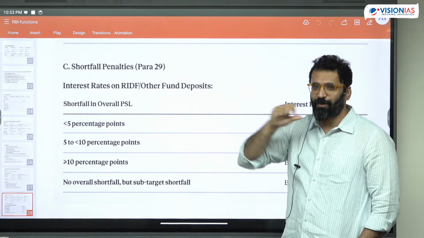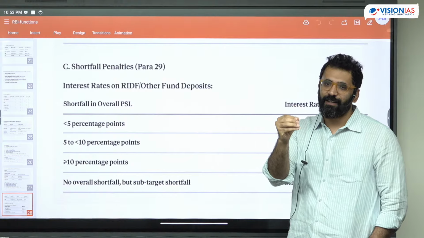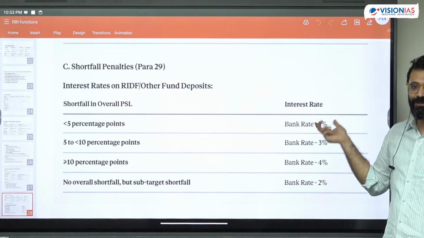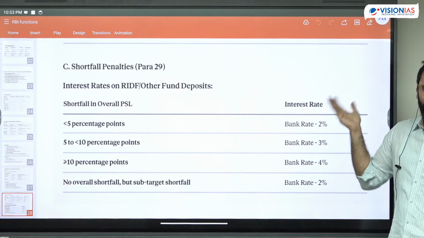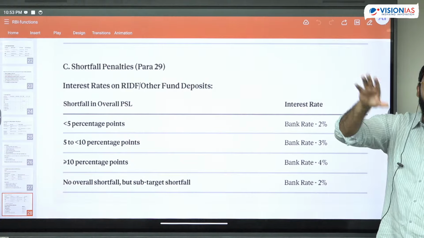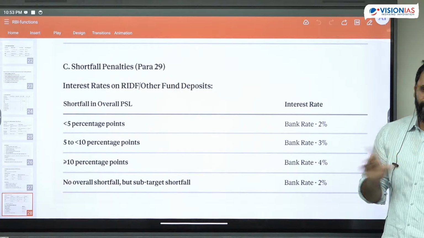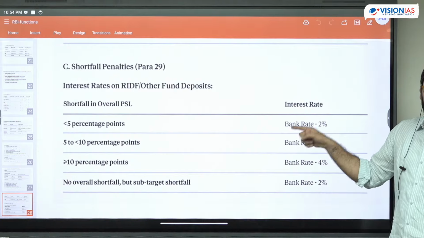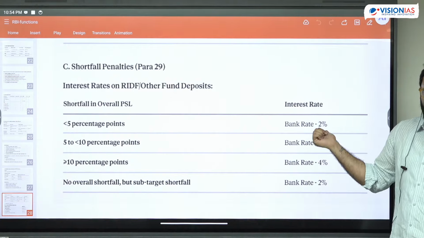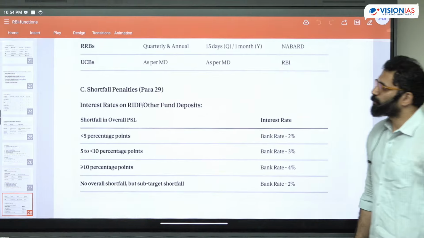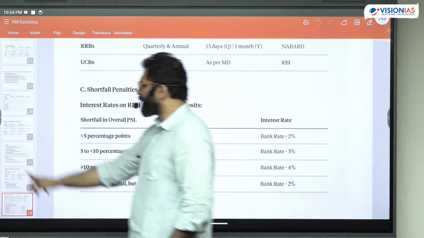This is a problem for the bank: the loan went at 7%, here the bank rate is 6% minus, so they got only 4%. Better we just buy the certificates, then we won't have a loss. These are the interest rates which the bank receives on making those particular payments. This is what is your shortfall penalties.